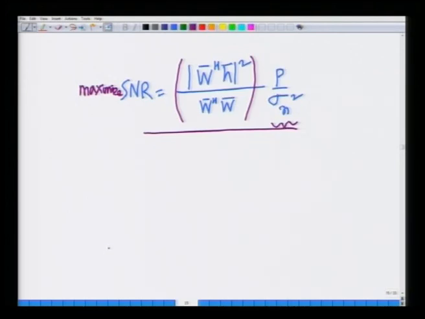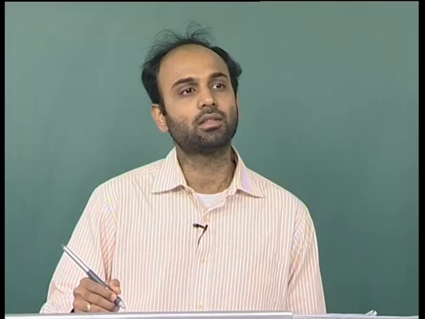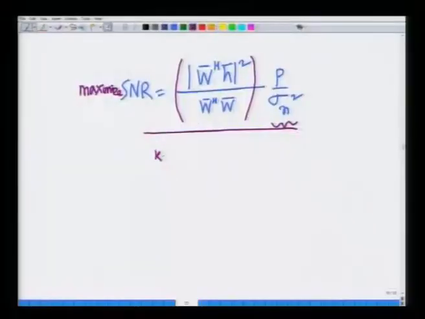Now, I will do a slight trick. Observe that, let us start with this. Let us say I find that optimal W bar. Let us say some angel gives me that optimal W bar which maximizes the SNR. Now, let us say I scale that W bar by k.